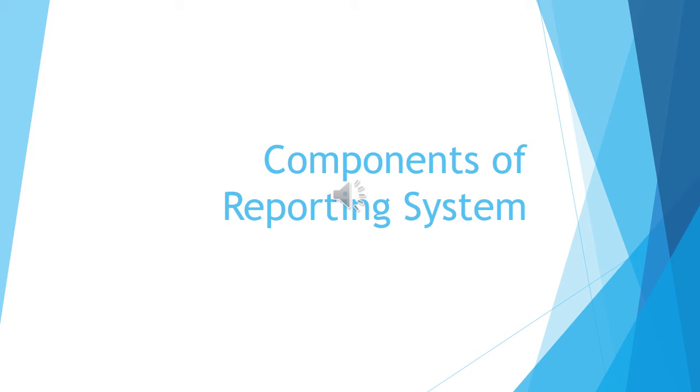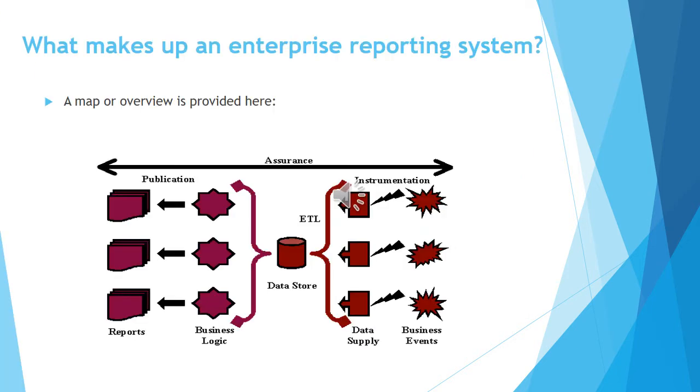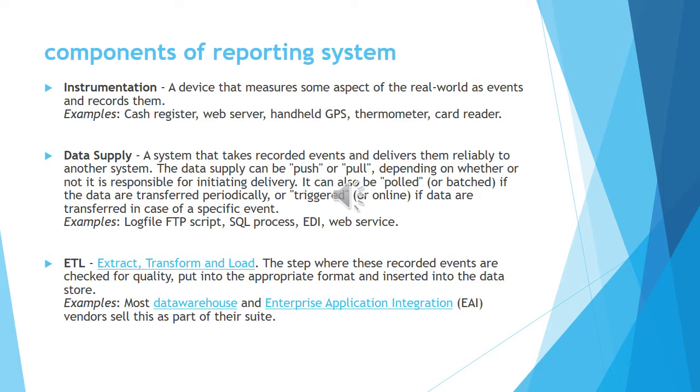The fifth topic in this unit is components of reporting system. So now we will see what makes up an enterprise report. Here we see some basic components of the enterprise reporting system. The components are ETL, data source, data supply, business event, instrumentation, publication, reports, business logic. As shown in a figure, all the components are provided in this figure. So we will see each of the components that I have shown in the figure in detail.